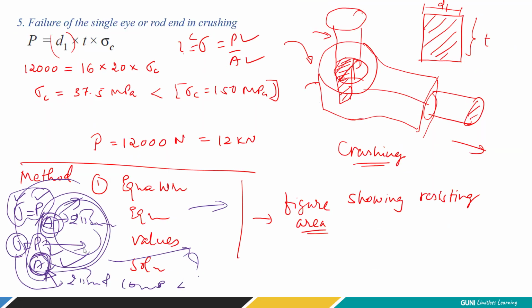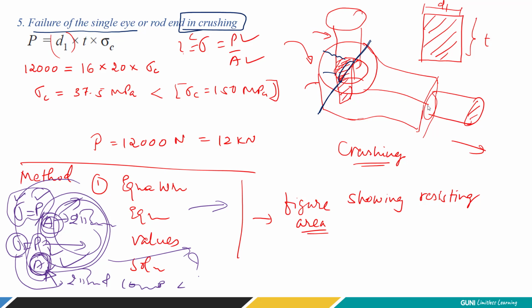Now let's talk about failure of single eye or rod end in crushing. देखो, this is the third failure. Again I have shown in terms of figure, right? 2 dimension figure. क्या होगा कि मान लेते हैं कि ये shear नहीं हो रहा है, tensile failure नहीं हो रहा है, means single eye end is very strong in shear as well as tensile failure. So third failure is remain which is crushing.